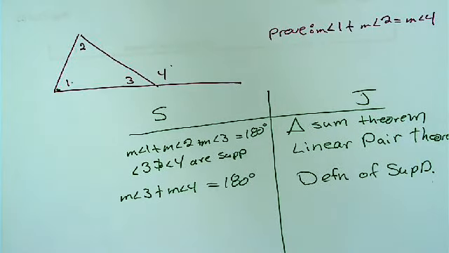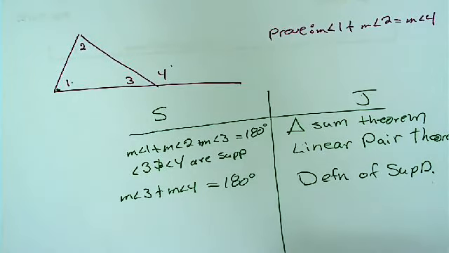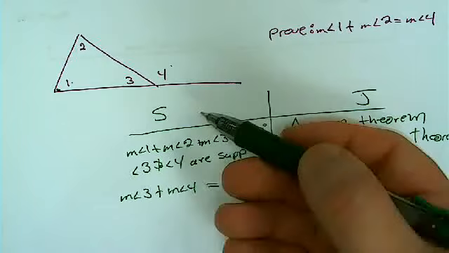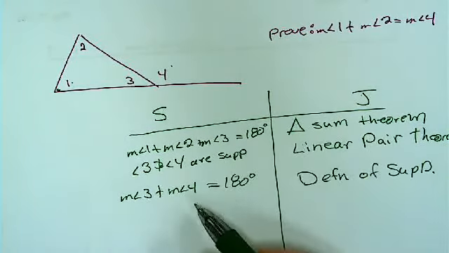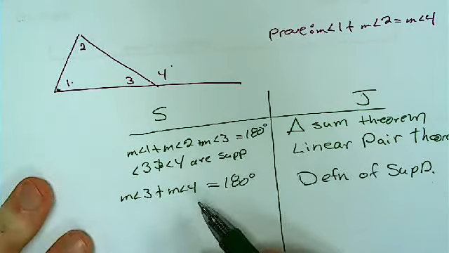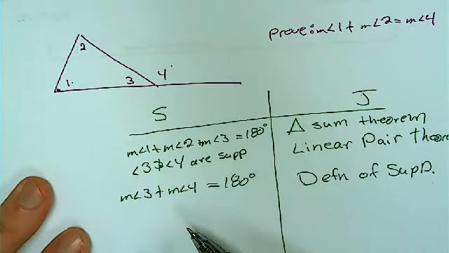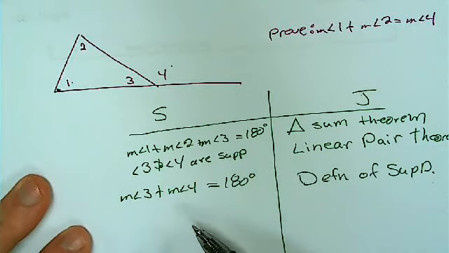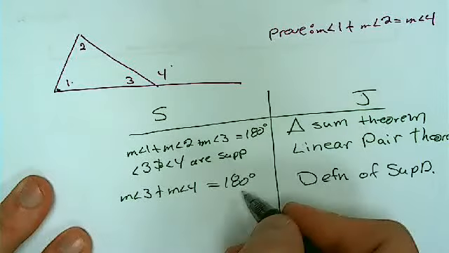However, now I'm still kind of stumped. Well, let's say I've got 1, 2, and 3 equal 180. I've got 3 and 4 equal 180. I've seen proofs that do that before. What do I usually do when I see that? Substitute, yeah. I've got one thing equals something. Something else equals the same thing.